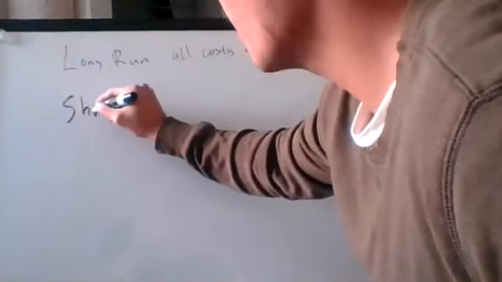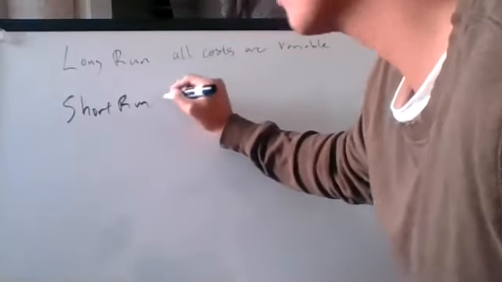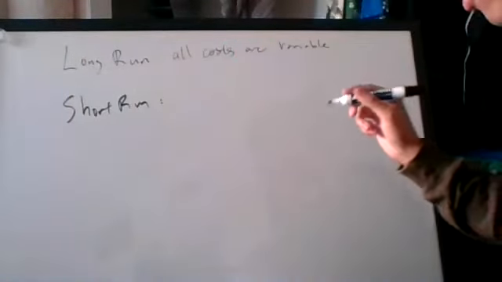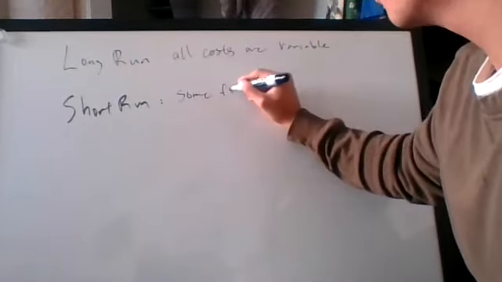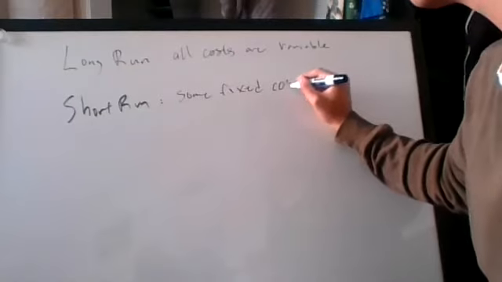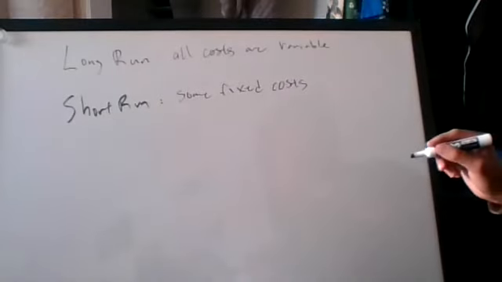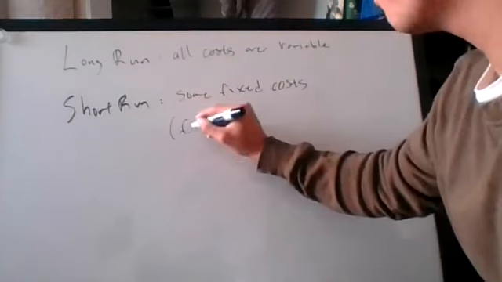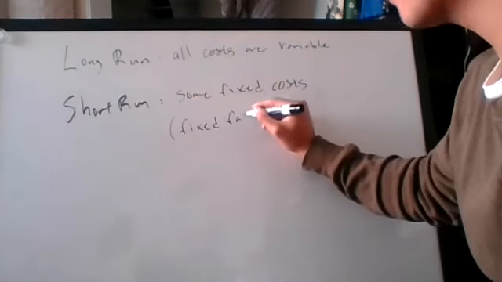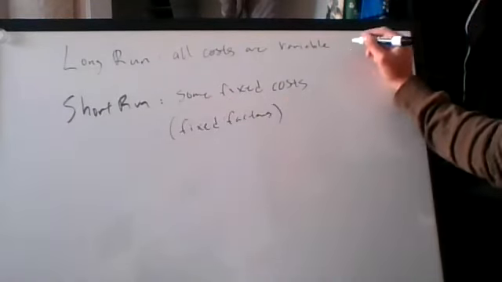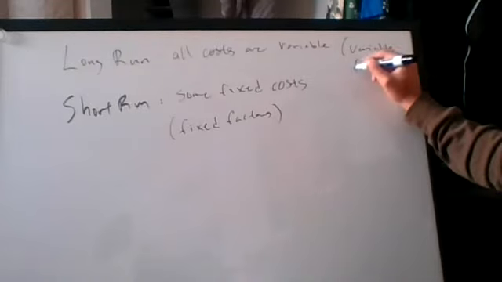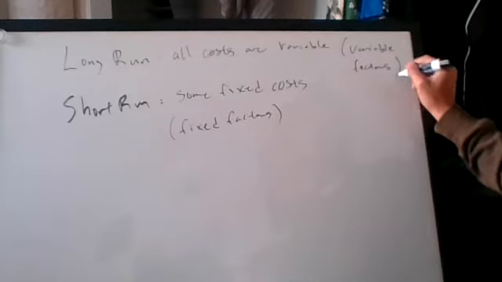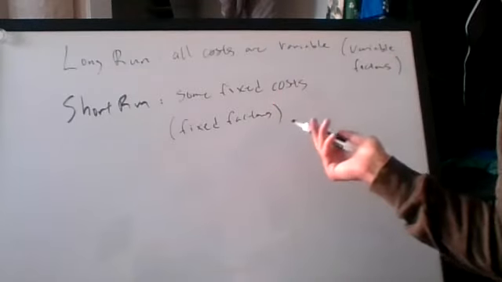And so in this case, when costs are not variable, we call that period the short run, right? Where we have some fixed costs, okay? And so we call these fixed factors, right? And these are variable factors, right? It kind of goes with the name, right? But essentially, think of stuff that are fixed, right?